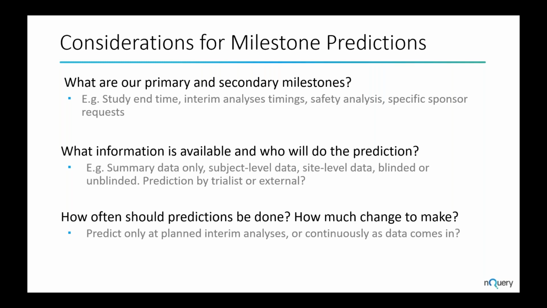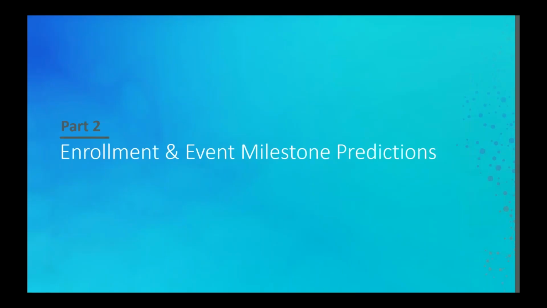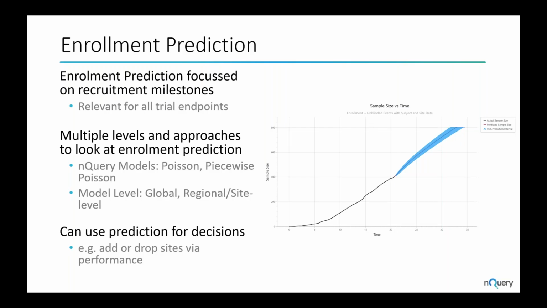So now what we're going to do is talk more specifically about two major prediction areas: enrollment, which is relevant for all trials, and then event milestones, which applies to a survival trial with a time to event endpoint. So beginning with enrollment, this is probably the most common prediction area you'll see in the context of a clinical trial. For example, you might want to know from the outset how long it'll take to enroll your full sample size.